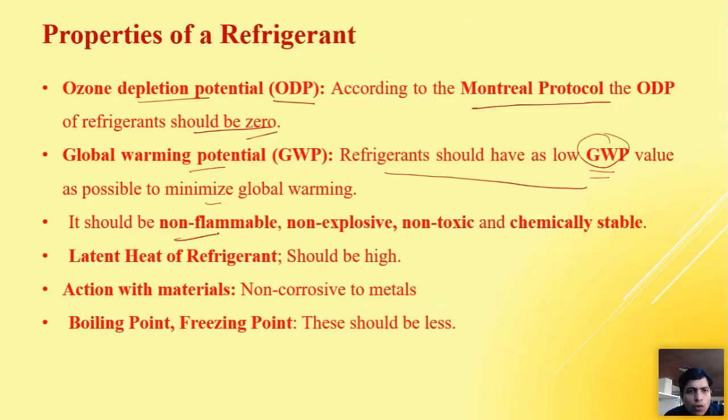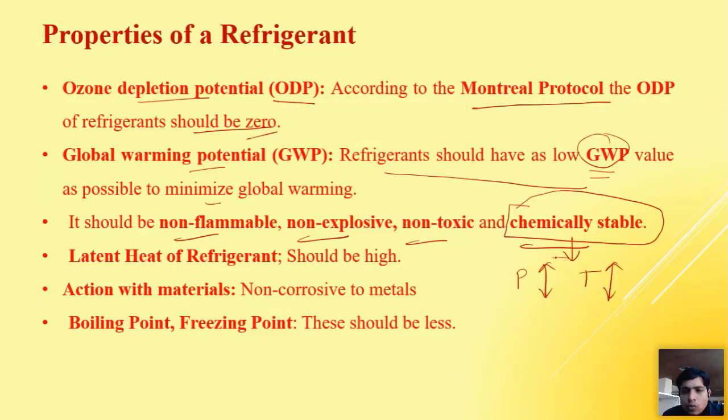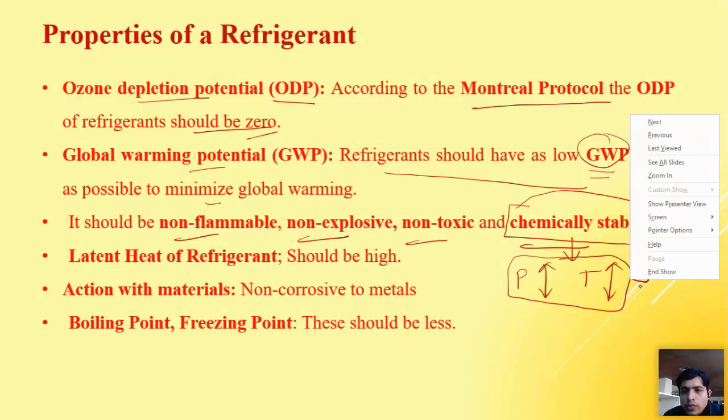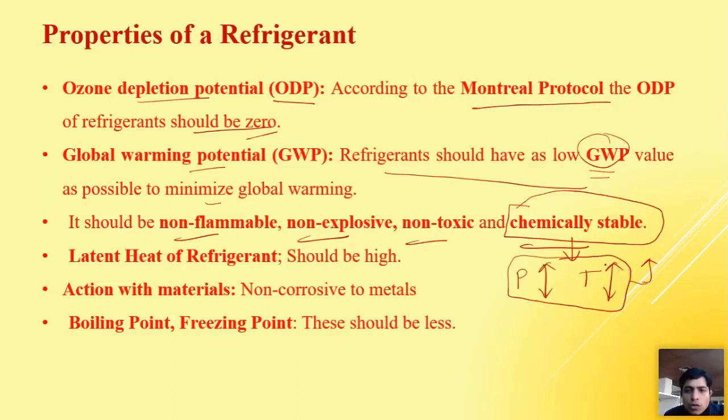It should be non-flammable, non-explosive, non-toxic, and chemically stable. We say chemically stable because during refrigeration operation the pressure ranges from high pressure to low pressure, and the temperature also varies over a range. In that pressure and temperature range, the refrigerant must not lose its basic properties. Chemically stable means the chemical reactivity must not vary, and if it is flammable, explosive, or toxic, it may create a problem for us. The latent heat of the refrigerant should be very high.